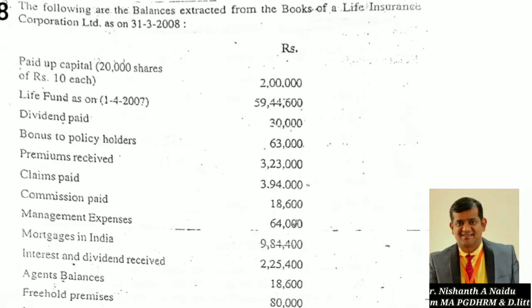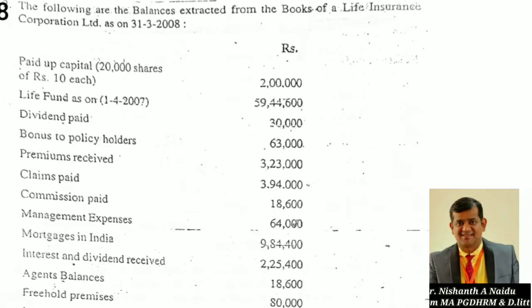So then write it as appropriations. Okay, so then the next item is bonus to policyholders. Policyholders' bonus is nothing but interim bonus, clear? So that also we will take in appropriations while calculating the revenue account. So we will take this dividend paid and bonus to policyholders in appropriations. So mark it as APP. That means both come under appropriations. Then we have premium received. Premium received is always schedule number 1. Correct. Mark it as 1.